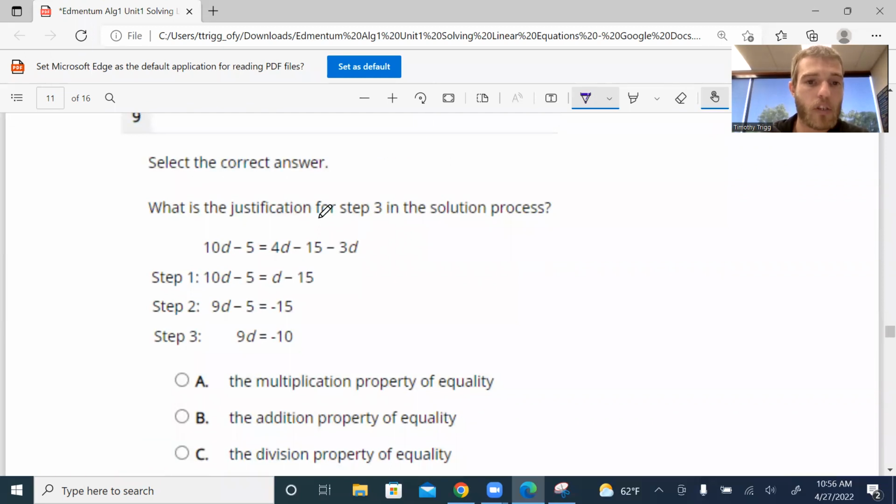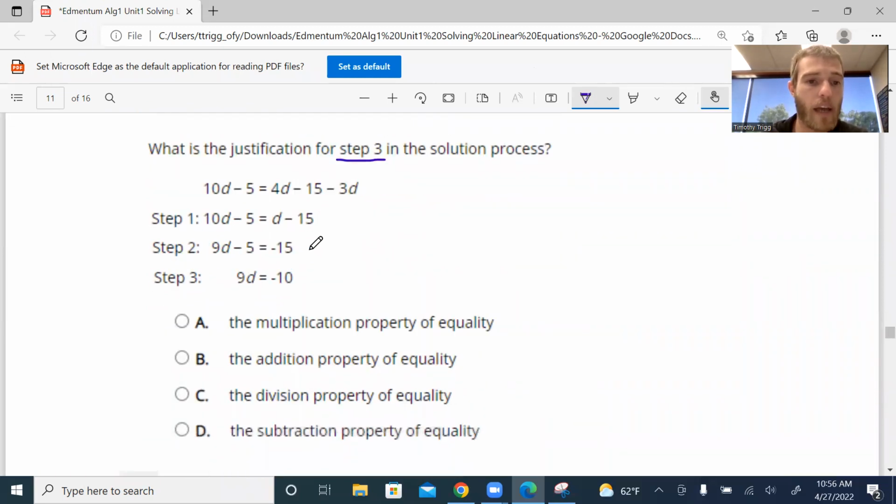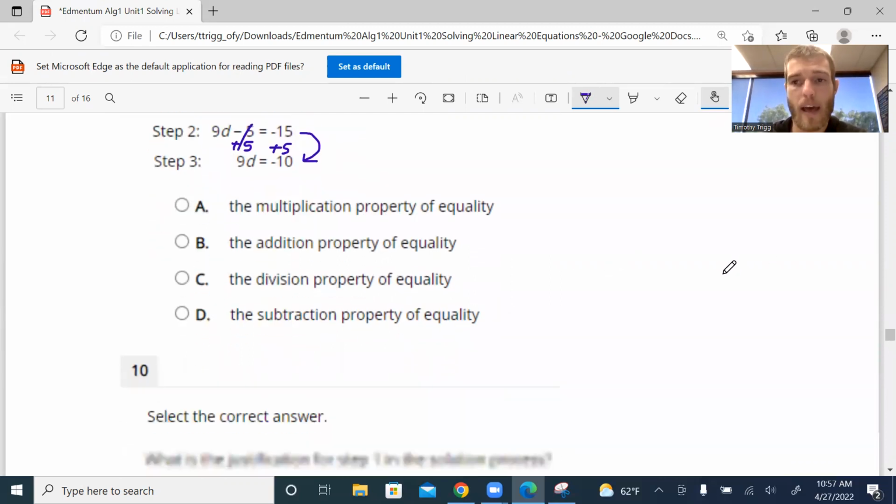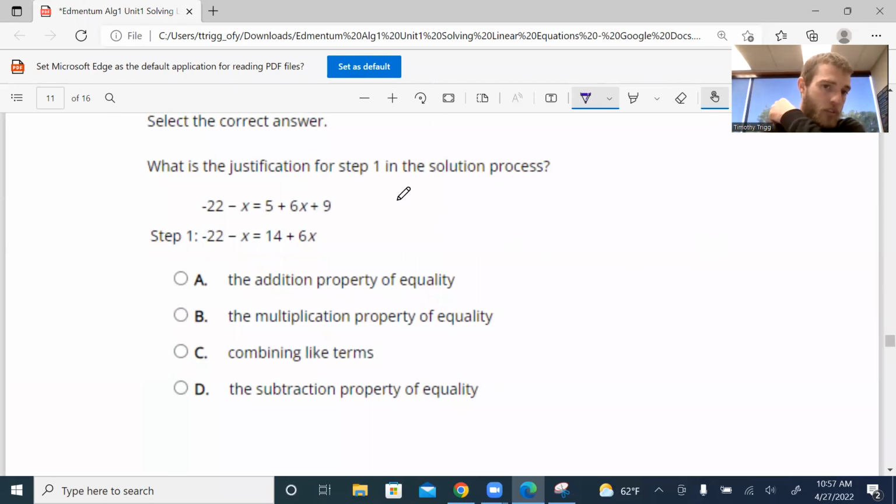Okay, what is the justification for step 3? So if we look from step 2 to step 3, here you could see they added 5 to both sides of the equation, canceling out this 5. So when we add to both sides of the equation, which property is that? What's the justification for step 1? So here they went from here to here. It looks like all they did was combine the 5 and this 9. So which property or which justification is that?